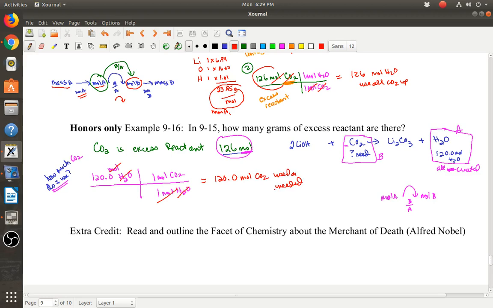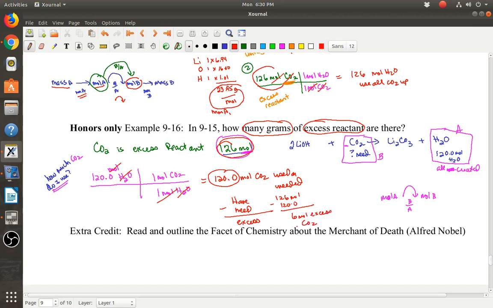Okay? That's not the question though. How many grams of excess reactant are there? Well, right now I've told you how many moles are needed. So once I know that, I take the amount that I have minus the amount that you need, and that's going to give you your excess amount, okay? So what do I have for CO2? I have 126 moles. I subtract out the 120.0 that I need, and I end up with 6 moles excess of CO2.